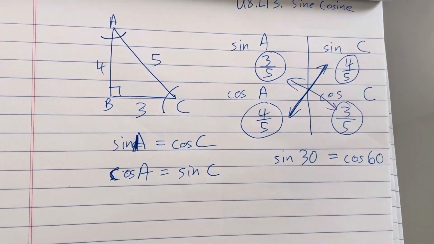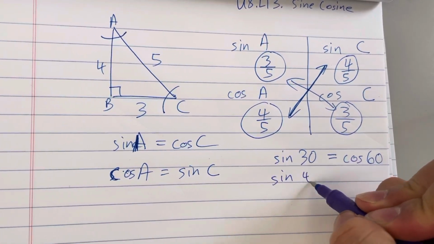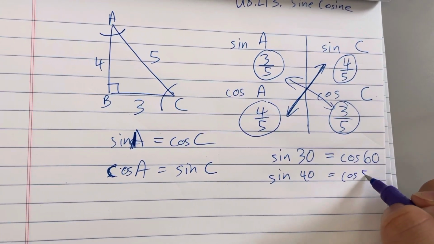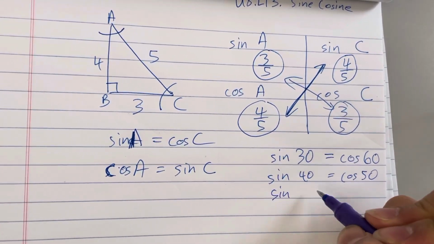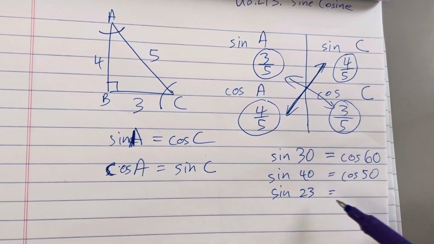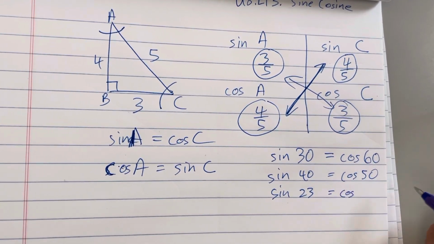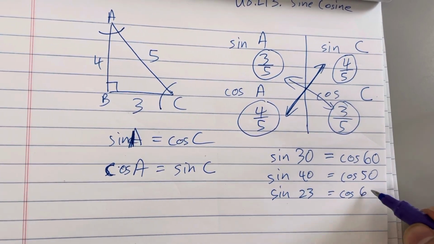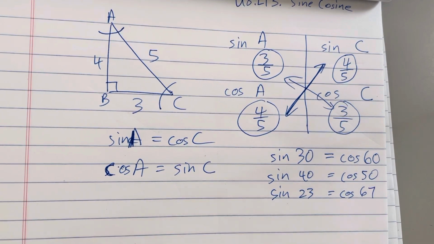Same way, right? If I do sine 40, you know automatically we're dealing with cosine 50, okay? Sine 23, right? Then it has to be whatever 90 minus 23 is. And in this case right here, it'll be 67. There we go, right? It's pretty straightforward.